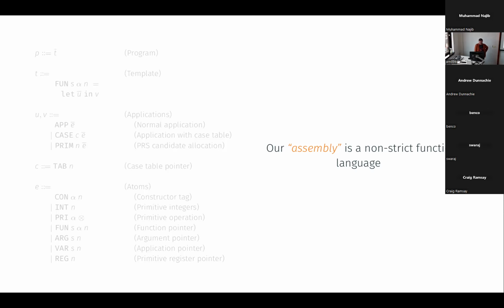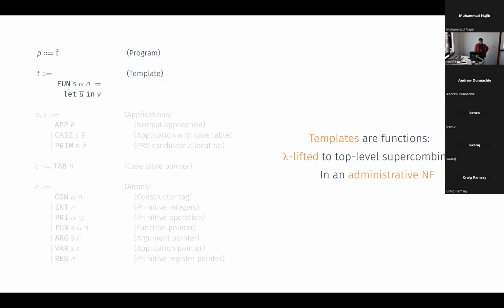So if we're looking through what our assembly, with air quotes, is, it should look really familiar. It's just a program which is a list of top-level function definitions. Everything is lambda lifted, so we only have top-level functions. We don't have lambdas floating about. And we massage them into some administrative normal form. So every function is a single let expression. It might bind various applications, and the body of the let expression is also an application.